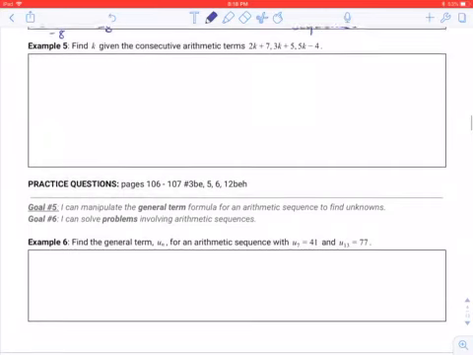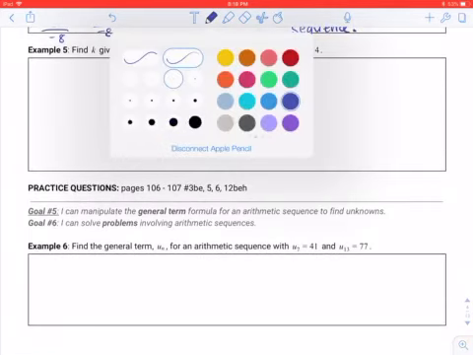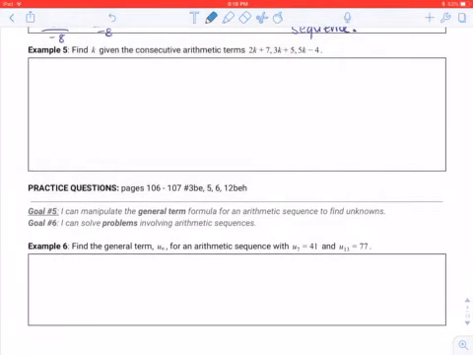Finally, we've got these K questions, and these are pretty common on your IB assessments. So we'll solve one together today. It says, find K given the consecutive arithmetic terms 2K plus 7, this is all one term, 3K plus 5, and 5K subtract 4. So these are consecutive terms. What that means, consecutive, means one after another.